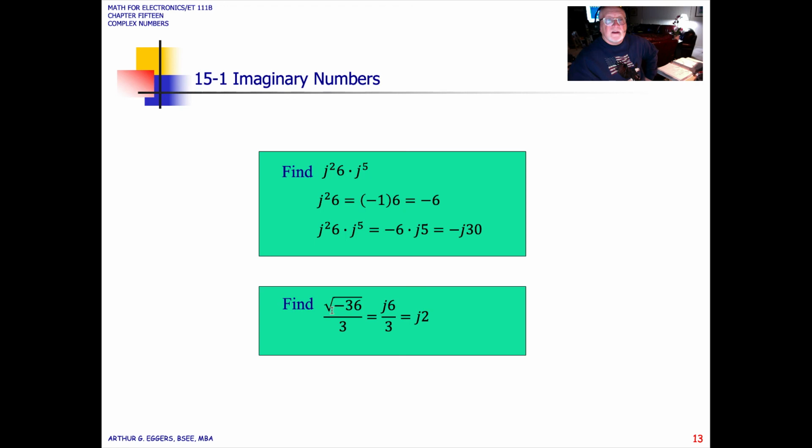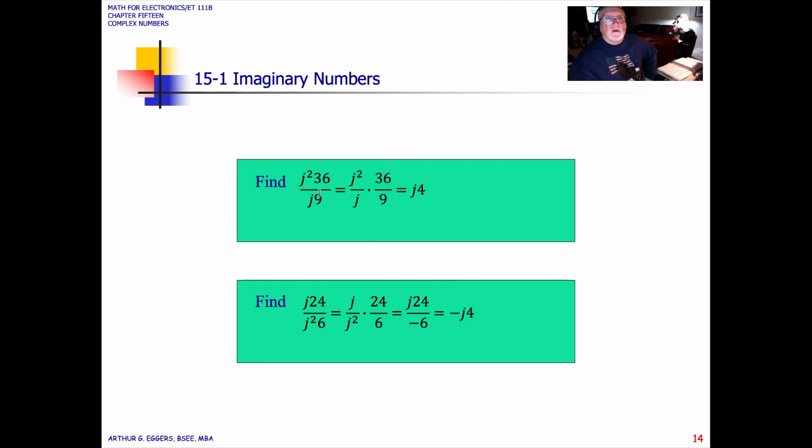And then minus 36, the square root of, divided by 3. This reduces down to j times 6 equals j2. Okay, that's not an exponent, j2. Okay, this one is an exponent. That one is not.